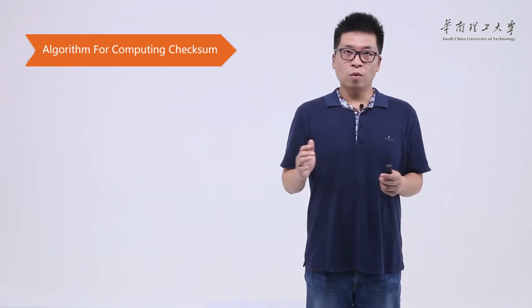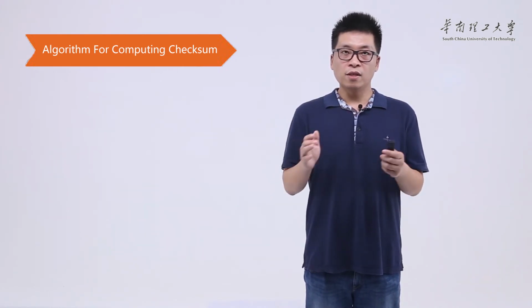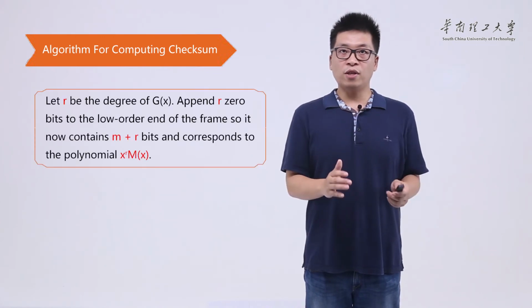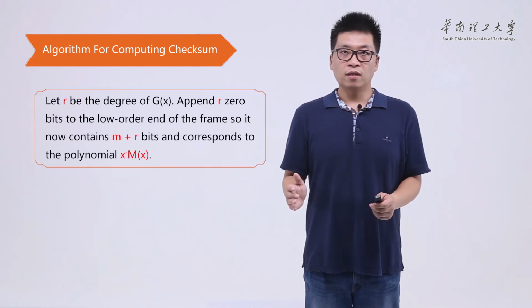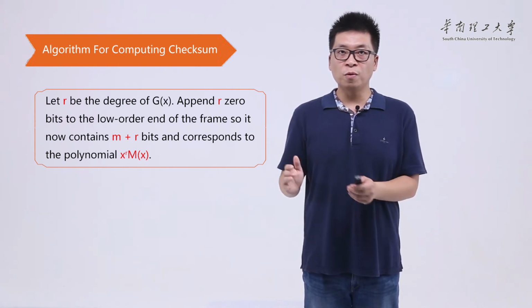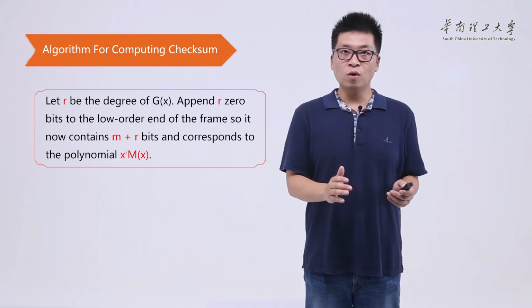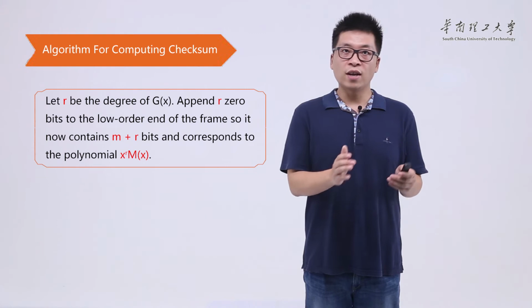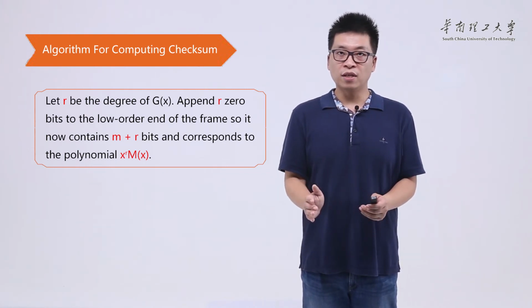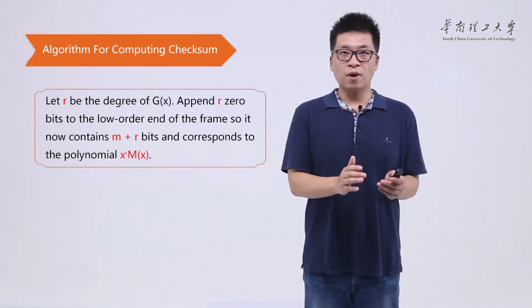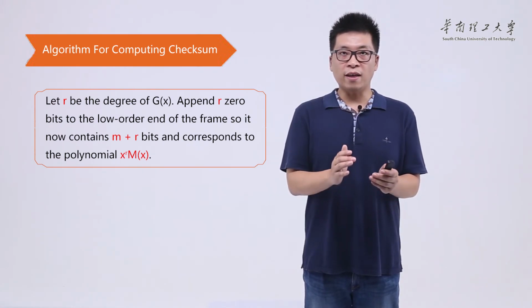Now we are going to explain the algorithm for computing the checksum. Let R be the degree of Gx. Then the sender appends R zero bits to the low order end of the frame. So it now contains M plus R bits and corresponds to the polynomial x power R multiplied by Mx.